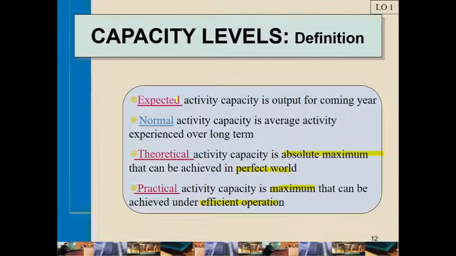So, using practical or theoretical capacity is often recommended because it avoids assigning unused capacity cost to products and encourages management of the excess capacity. So those are your 4 capacity levels.